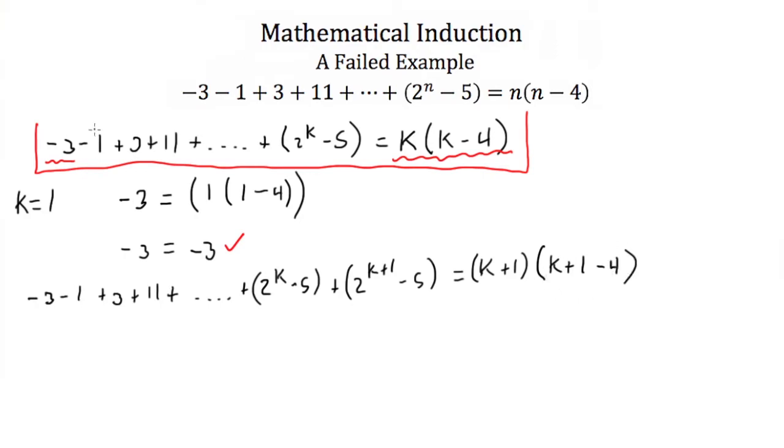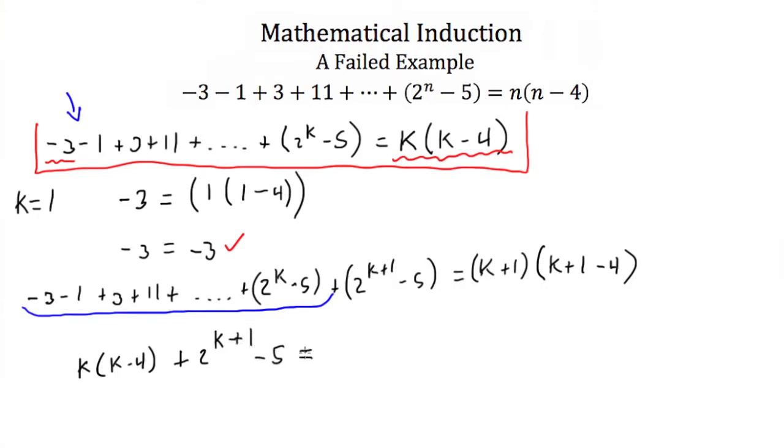Now we're going to do the same substitution we did before. Remember this minus 3 minus 1 plus 3 plus 11 all the way up to 2k minus 5 is all equal to k times k minus 4, because we assume that this equation works. So we have k times k minus 4 plus 2 to the k plus 1 power minus 5 is equal to k plus 1 times k plus 1 minus 4, which would be minus 3.